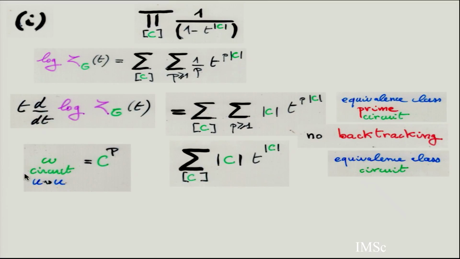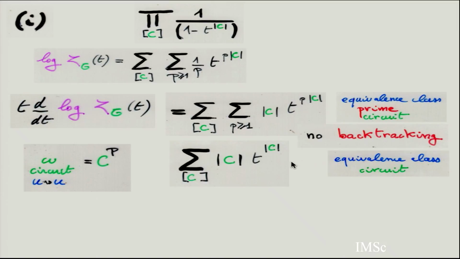But any circuit is the power of a prime circuit in a unique way. So I can rewrite this as a sum over all equivalence classes of circuits, t power the length of the circuit, and multiplied by the length of the circuit. And circuits with no backtracking.